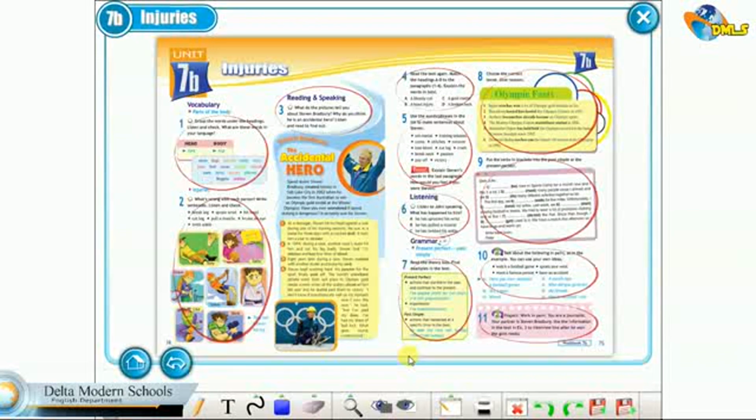And now let's begin again with module 7 unit 7b, which is titled with injuries. I want you to read the title again and try to get with me what equivalent words can you find for the word injuries. You have 30 seconds to search about it and think about what can you use to express the word injuries.